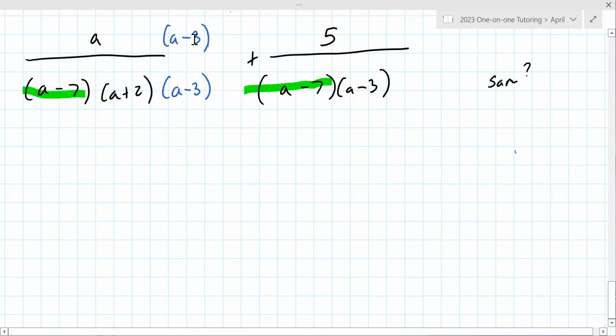They're the same, so the same things cancel out. That's why this is okay. That's why you can multiply the top and bottom by the same thing, because there's no net change. It's effectively the same. On the right here, what are we missing? What does the left have that the right does not have? A plus 2. So you're going to put an a plus 2 on the bottom and an a plus 2 on the top.